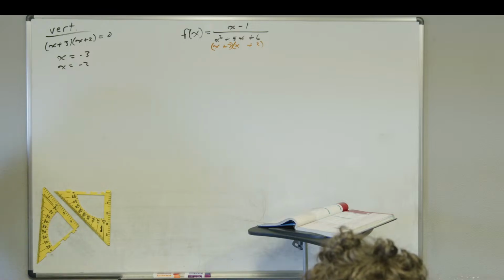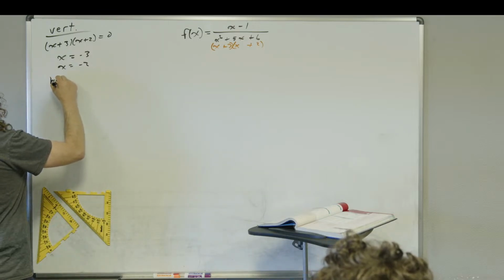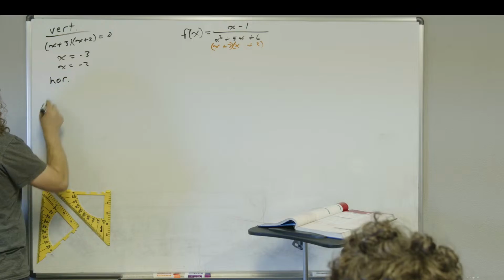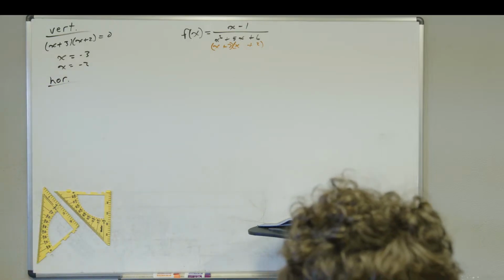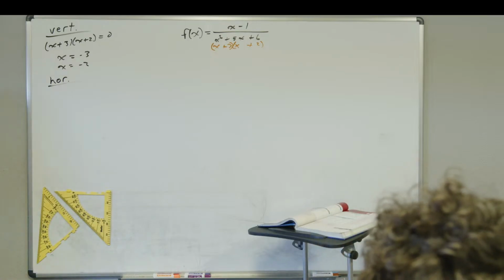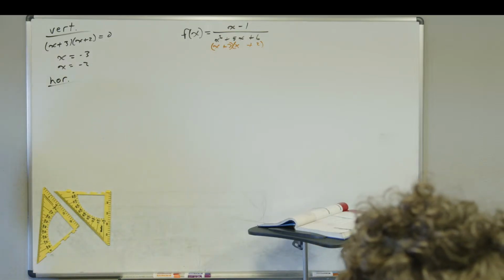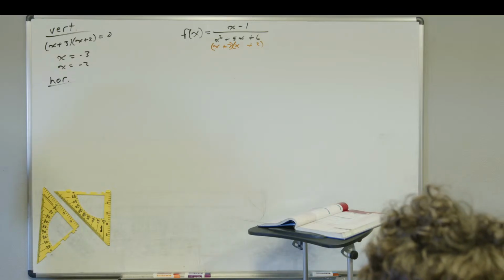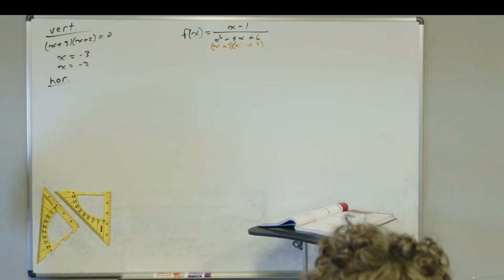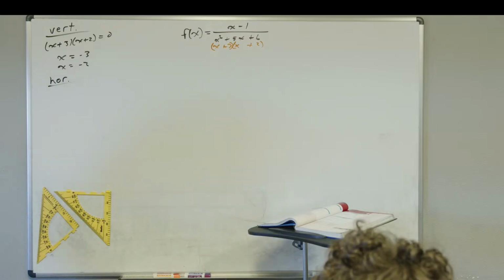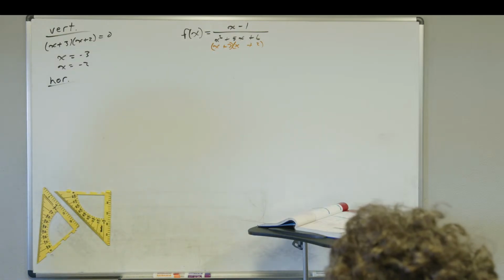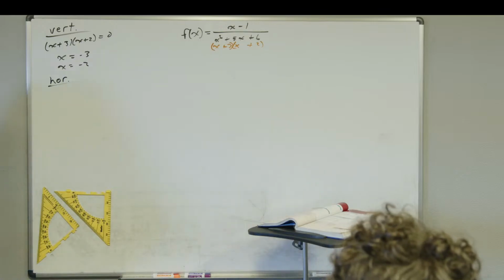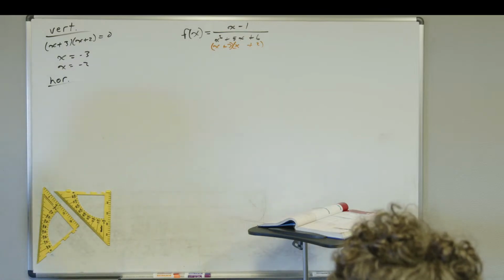Horizontal asymptotes. What's the degree of the numerator? 1. What's the degree of the denominator? 2. The degree of the numerator is less than the degree of the denominator. So what does that tell us about horizontal asymptotes? Maybe it doesn't exist, or maybe it does. Those are two of the options, yes. And then y equals 0. Now it is specifically 1 less. Does that tell us anything?